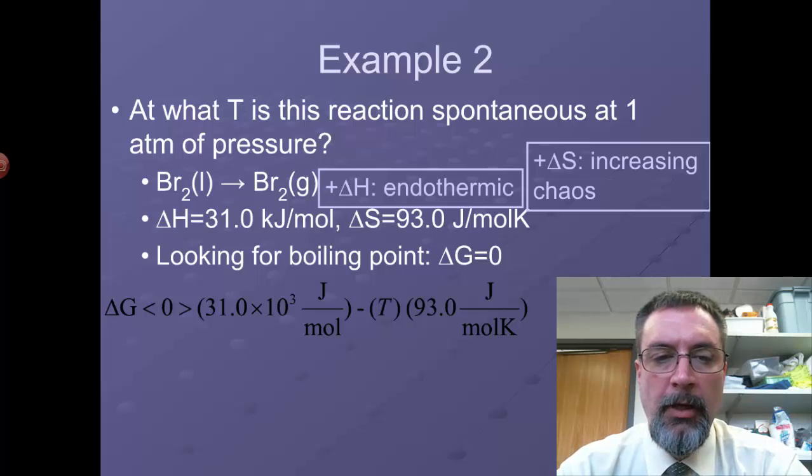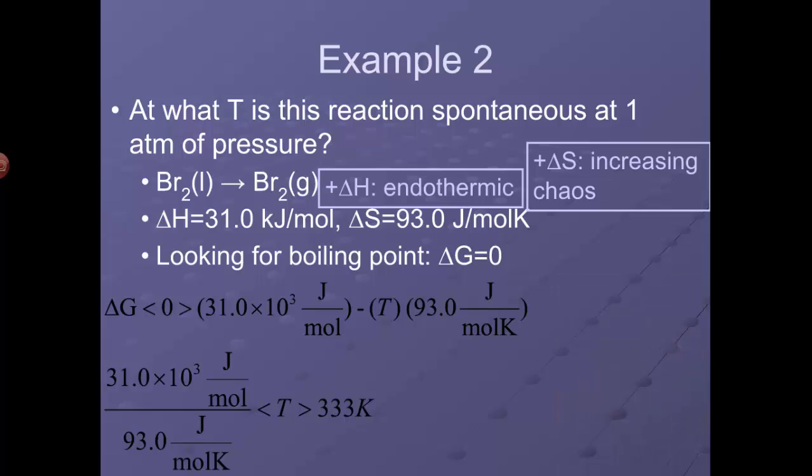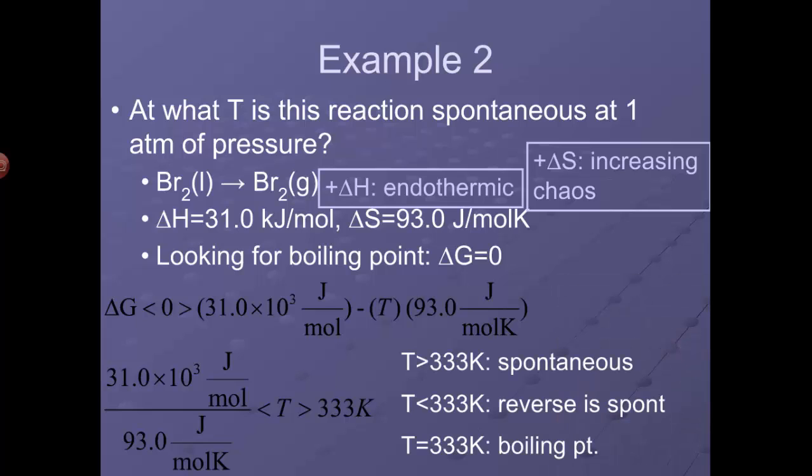Okay? And we plug in our values. We've transformed delta H into joules, and we don't know what T is, so we're going to solve for T here. Okay? T comes out to need to be greater than 333 kelvins in order for this to happen spontaneously, but less than 333 kelvins it will not. Okay, the reverse will be spontaneous. And if you are exactly equal to 333 kelvins, you will be at equilibrium. Delta G will be equal to 0, and that's the boiling point right there.